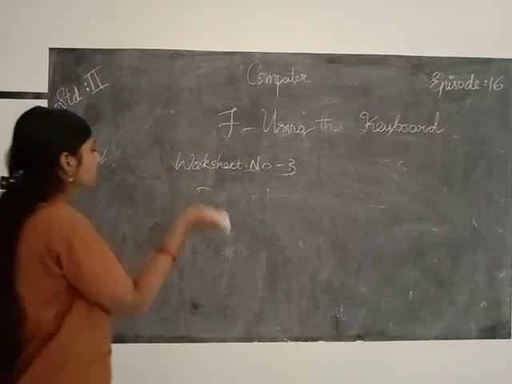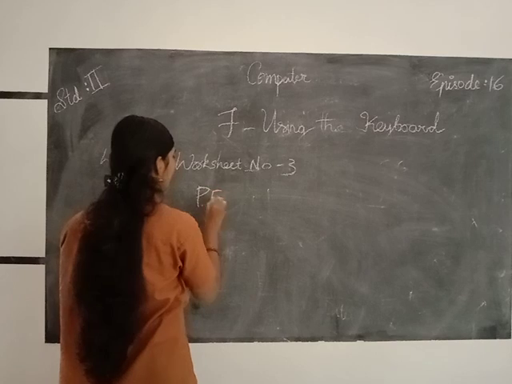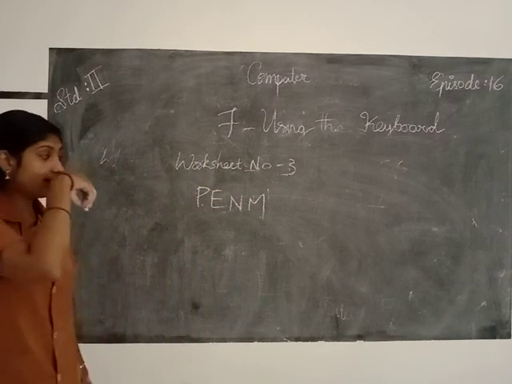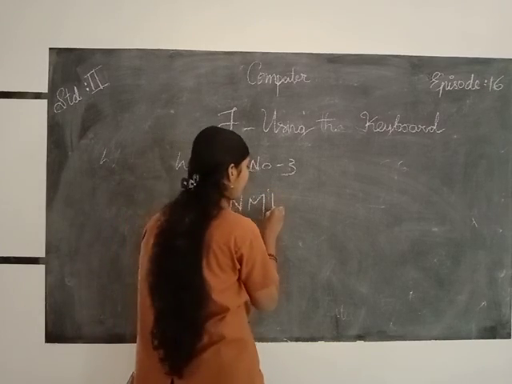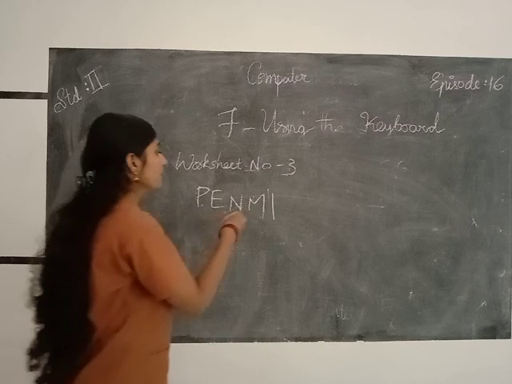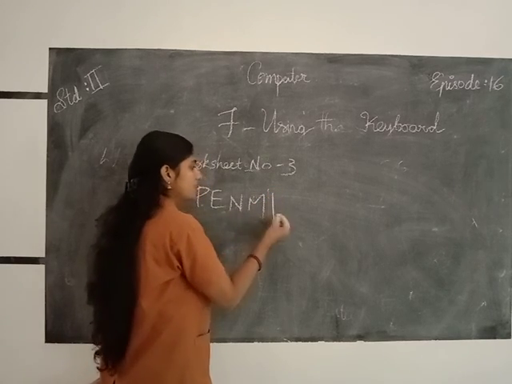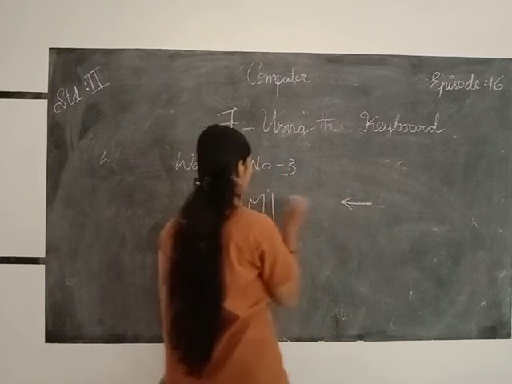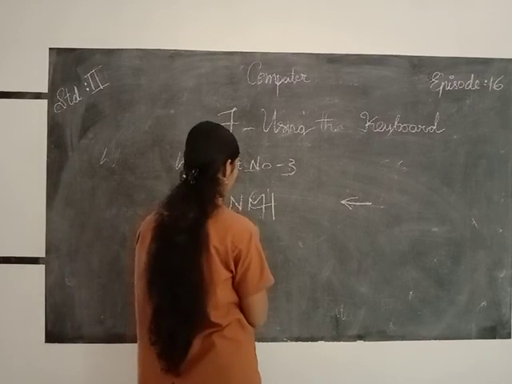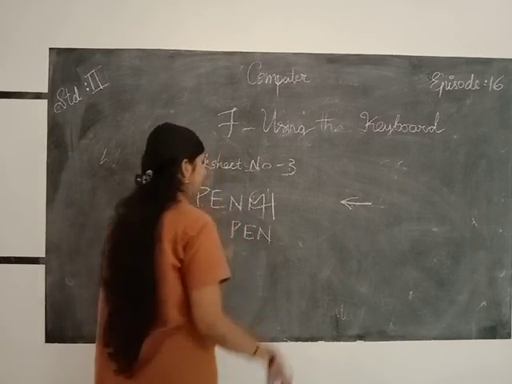Then the second one is T-E-N-M. This is very simple. Now the cursor is at the end of the word, so just remove the letter M. Here is the cursor, press the backspace key. Then the letter M is removed and the final word is PEN.